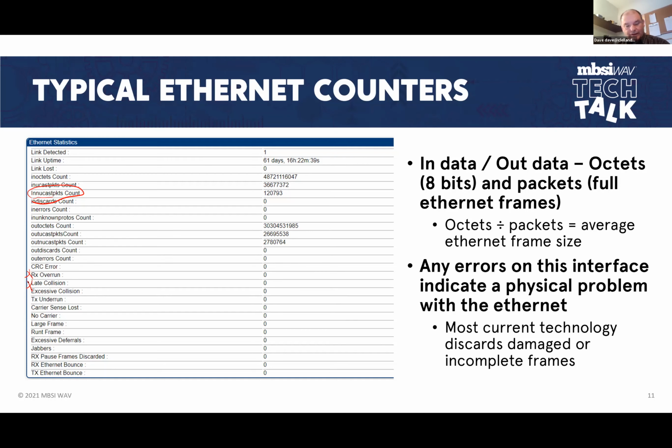Do I have a transmit underrun? Has my DSP let me down and not filled the frame to the size that it's supposed to be? All of these, and I could spend hours talking about the details of what each of these counters do, but they're all important. And so they will tell us things about what's going on if we have errors off of this particular interface in this case.